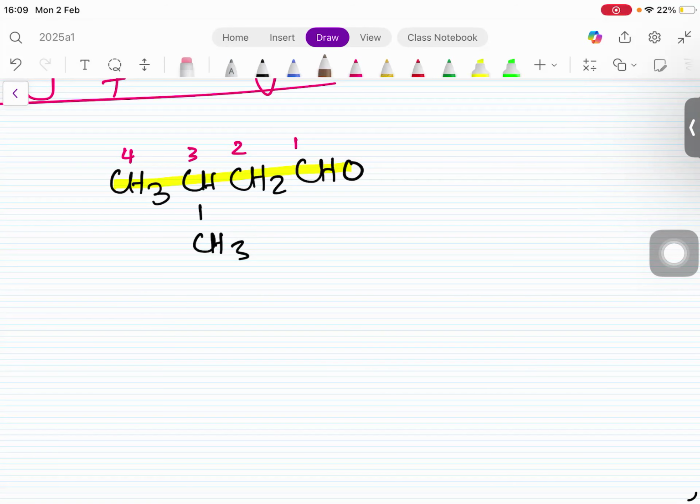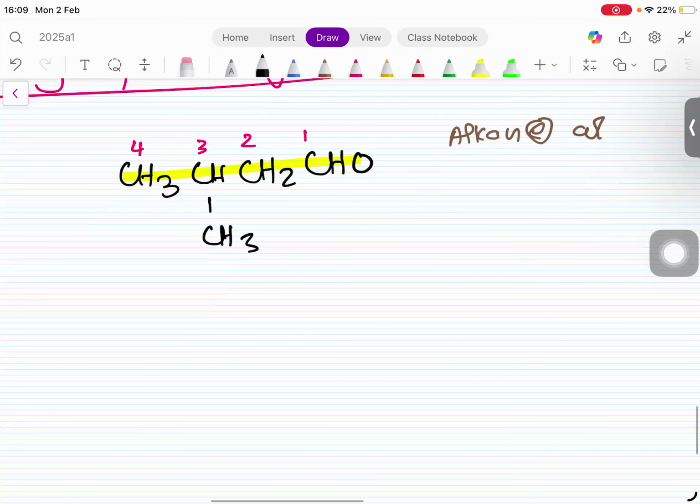4. What you have to do, you have to change the alkane E with Al. Alkanal. In case of alcohol, we did alkanol. Now it is alkanal. This is the first time, now listen everyone, this is the first time when we are not supposed to mention the position of the functional group.